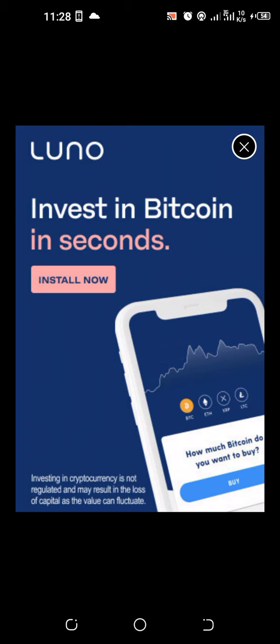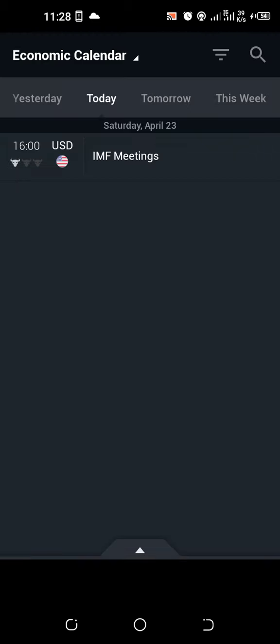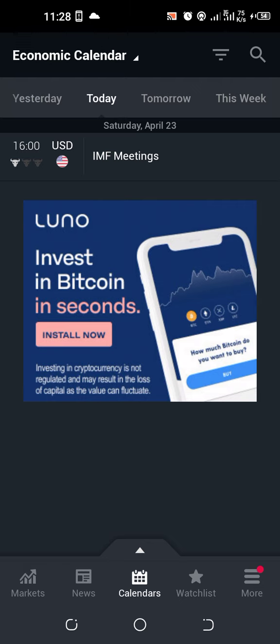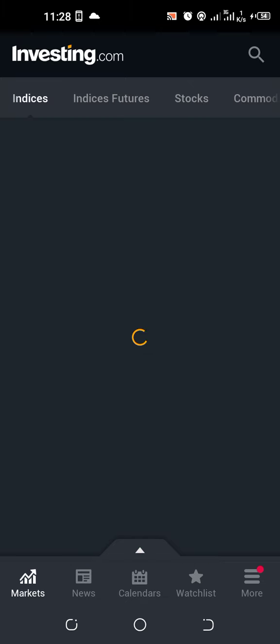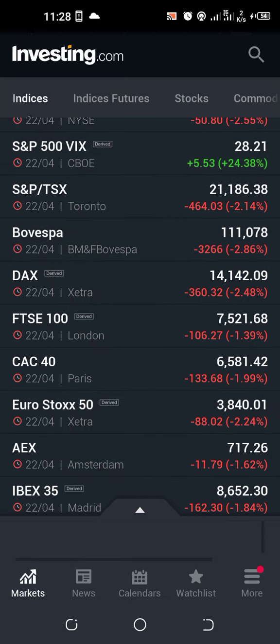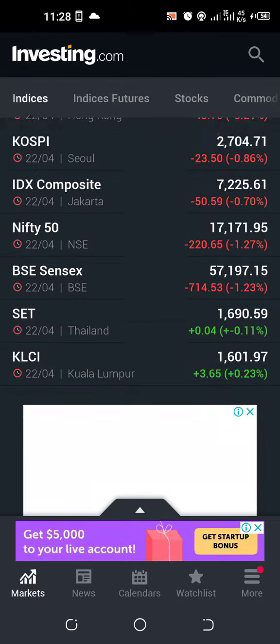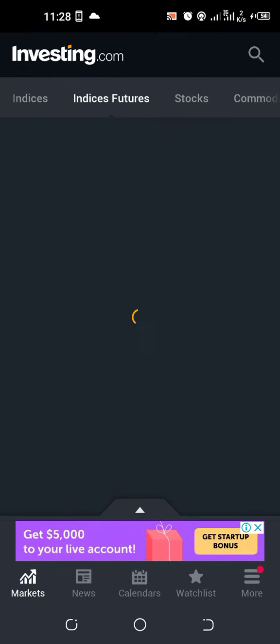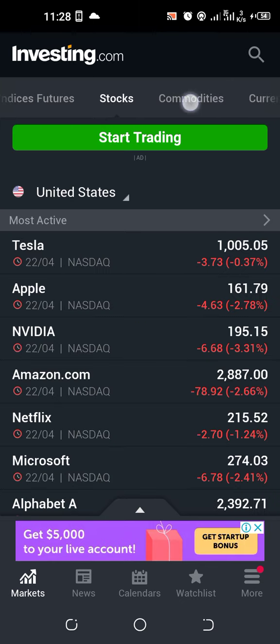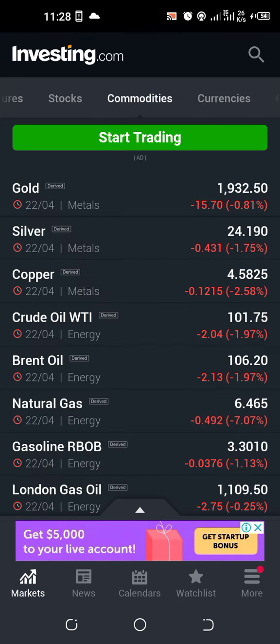Now this is the app. Sorry, they have ads and the rest. On the downside right here, you can see we have calendars, we have deals, markets, watch lists and more. The markets section is for your pairs, the pairs you want to check: indices, futures, stocks, commodities, and the rest. But that's not the actual purpose of this video.